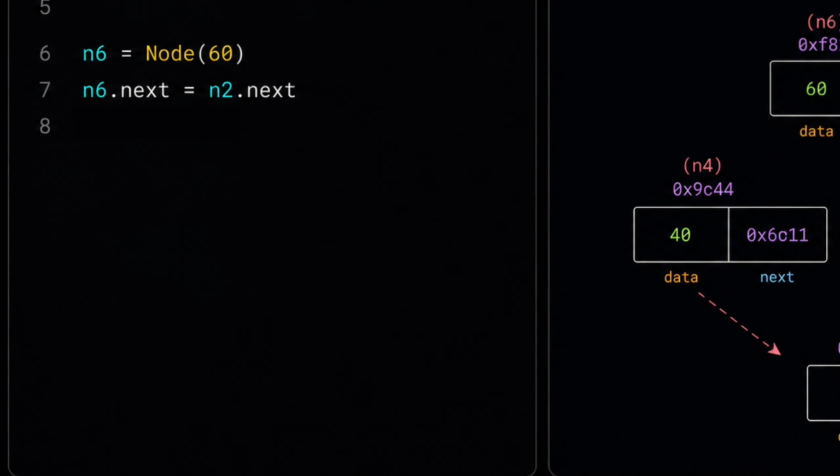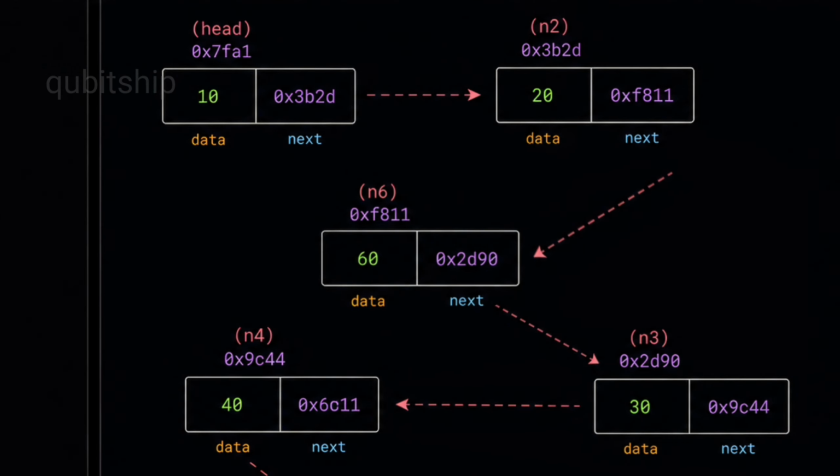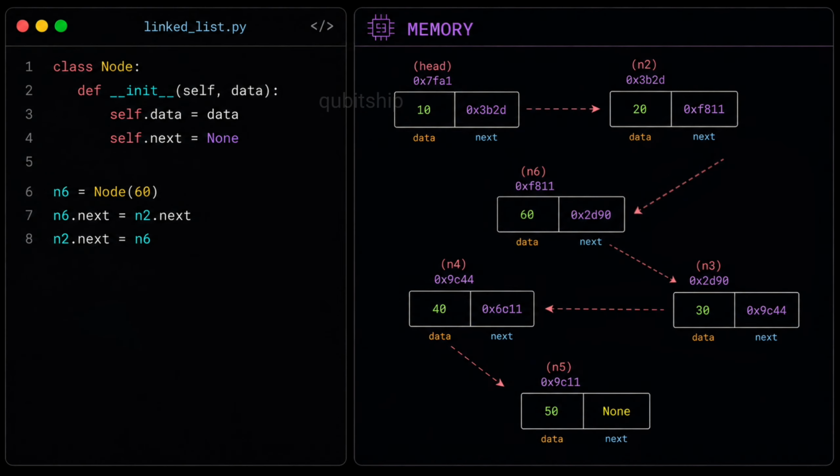Finally, we update n2.next equal to n6. Now, n2 points to n6, and n6 points to n3. That's it! We inserted a new node in the middle without moving any other nodes.